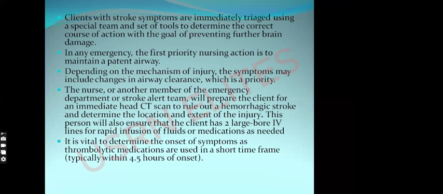So always take notes. Depending on the mechanism of injury, the symptoms may include changes in airway clearance, which is a priority. The nurse or another member of the emergency department or stroke alert team will prepare this patient for an immediate CT scan to rule out a hemorrhagic stroke and determine the location and extent of the injury. They will also ensure that the client has 2 large bore IV lines for rapid infusion of fluids or medication as needed.